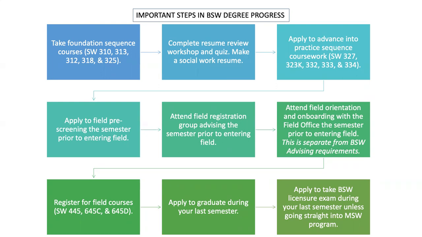Whenever you are getting ready to go into your last semester, if you're doing a traditional full-time field placement, then you will apply to field pre-screening. And this happens a semester prior to your last semester because you do field in your last semester. So the application for field pre-screening is pretty simple. It basically just lets the BSW advising team know that you are planning to go into field the next semester.